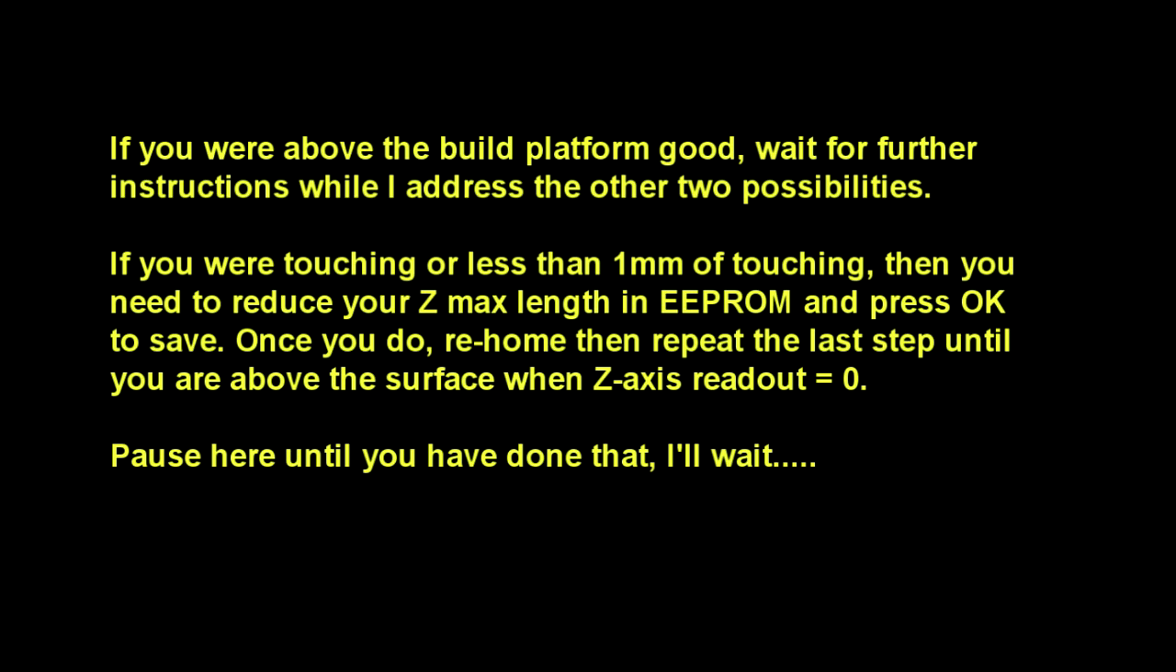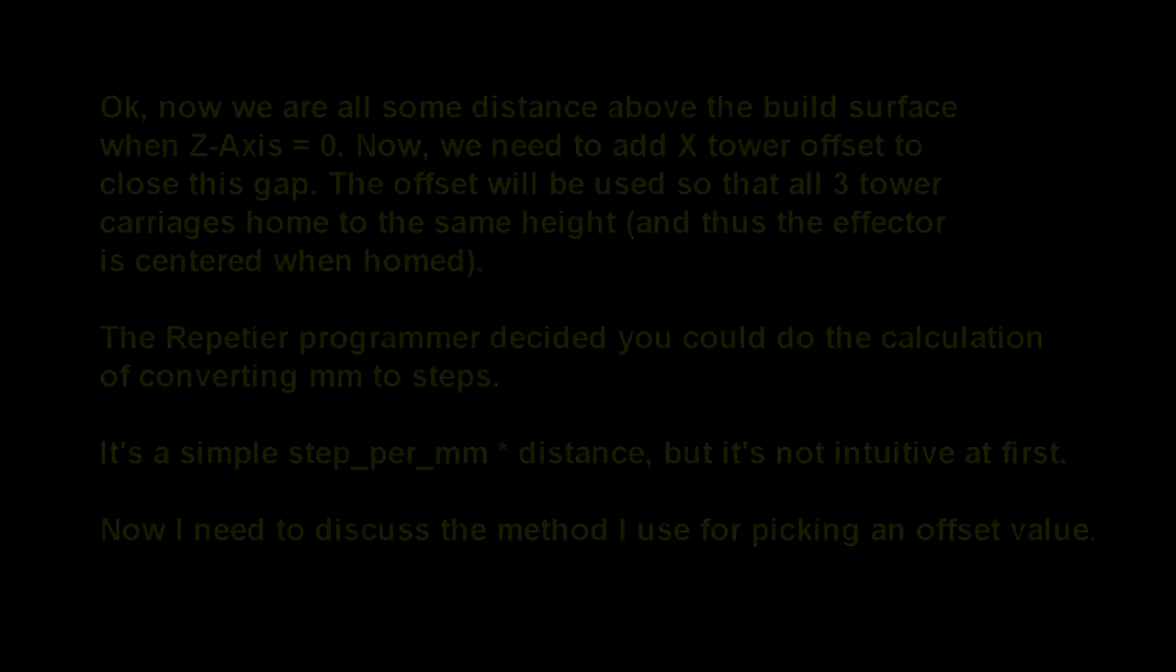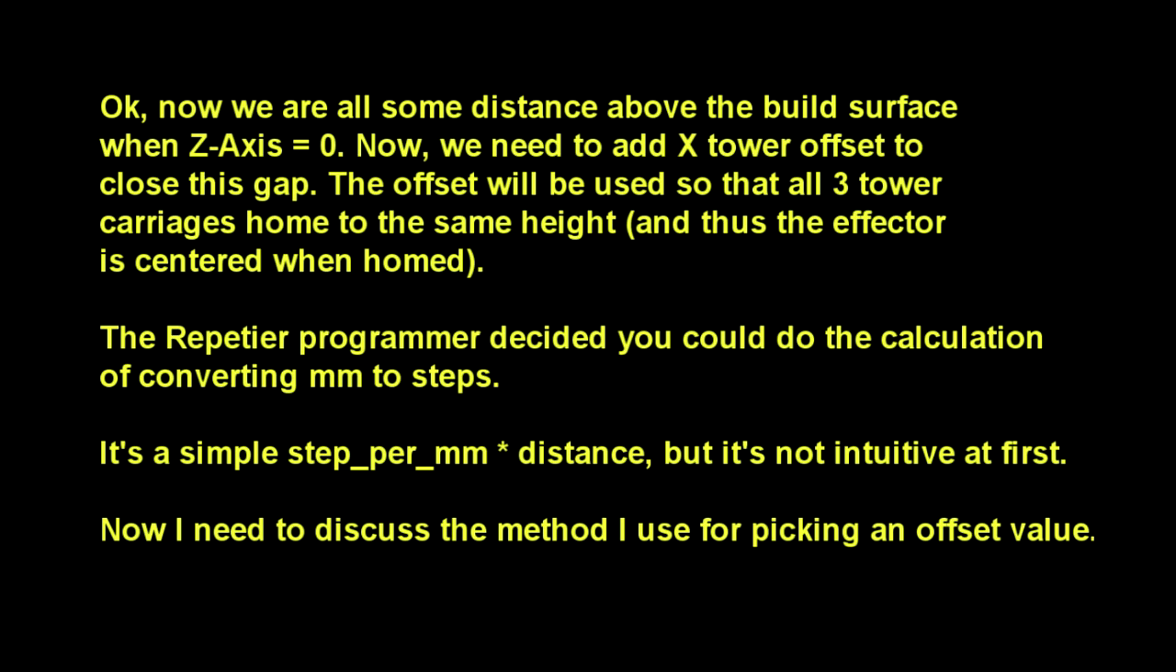After any change to the EEPROM values, you need to click OK to save them. Next, rehome your printer and retest until you are above the build surface when Z equals 0. In order to have the nozzle touch the surface at Z0, we need to add offset to the X tower in-stop offset in the EEPROM dialog. The Repetier programmer decided that the user could do the calculation to convert millimeters to steps, so have your calculator handy.